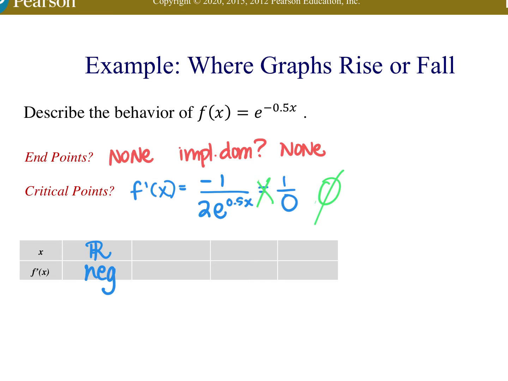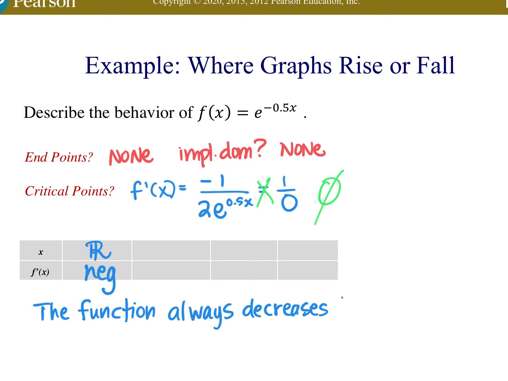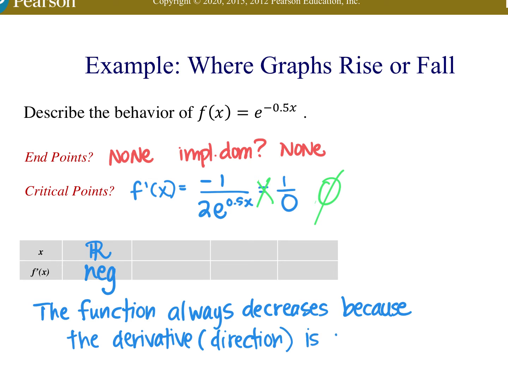So that's the direction. All right, so we say the function always decreases, or you can say going down if you want. And then you have to say because the derivative, and you could put in parentheses if you want, direction is always negative. Okay, that wraps up this first lesson.